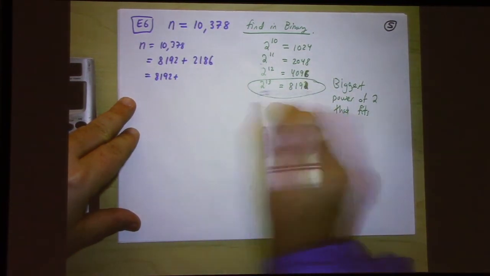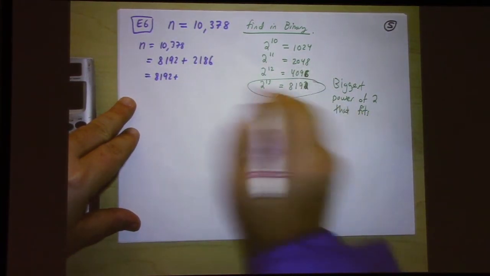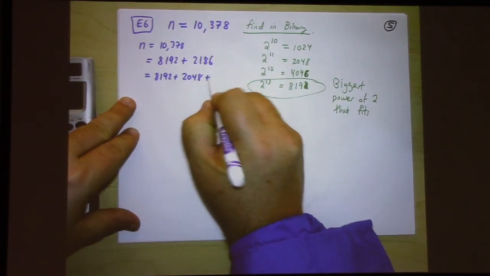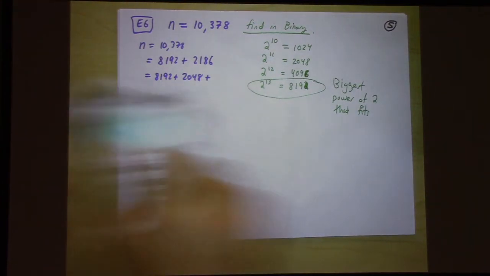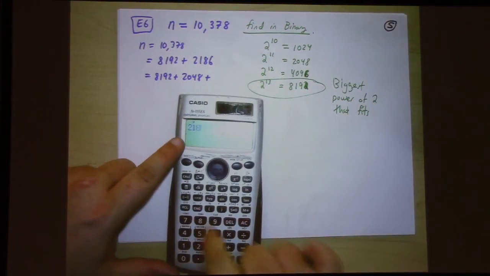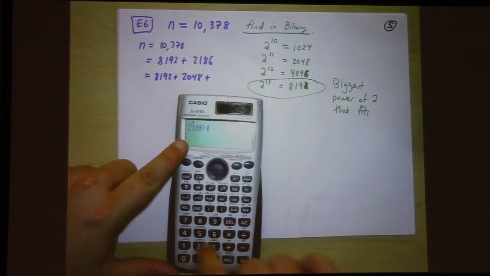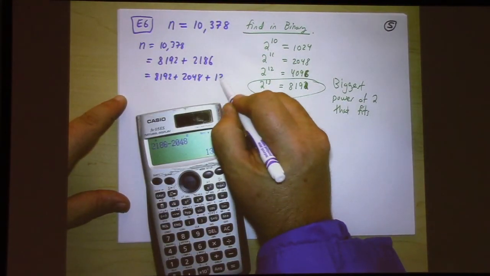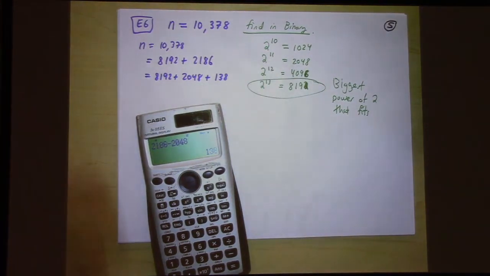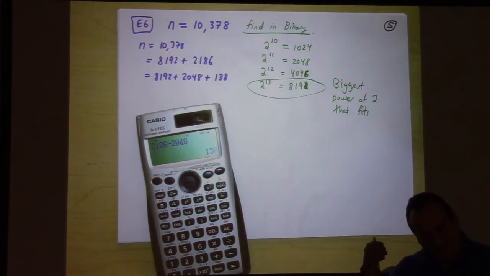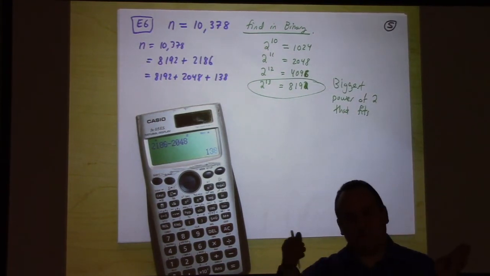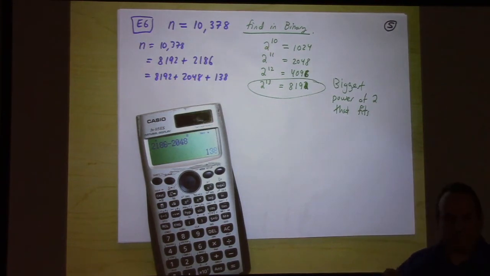2,186. I can fit a 2 to the 11th in that, right? So plus 2,048. Plus what? So what I'm going to do is take 2186 and subtract 2048 from that. That gives me 138. So what I'm trying to do is systematically peel off the largest power of 2 I can fit into the number. And I'm going to be able to write any number as a sum of powers of 2 like this.